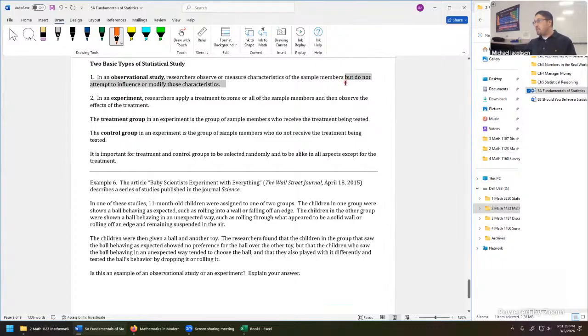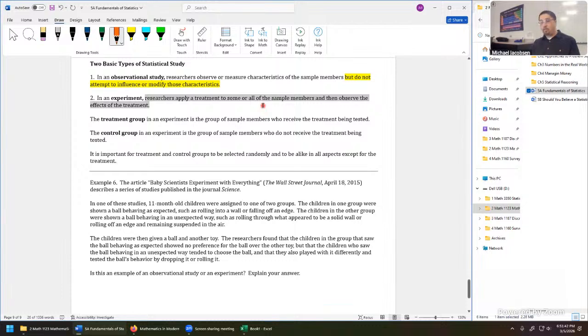Well, it's an observational study. We're not trying to influence or modify the characteristics of what we're studying in the first place. And an experiment is just the opposite. Researchers apply treatment to some or all of the sample members and then observe the effects of the treatment.